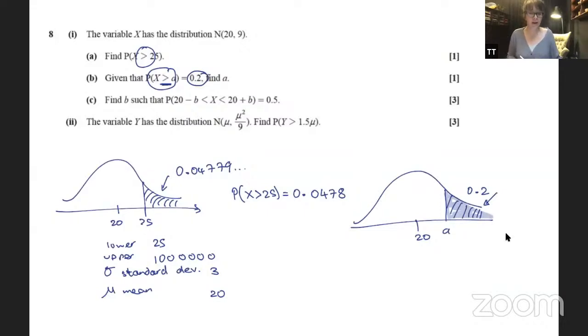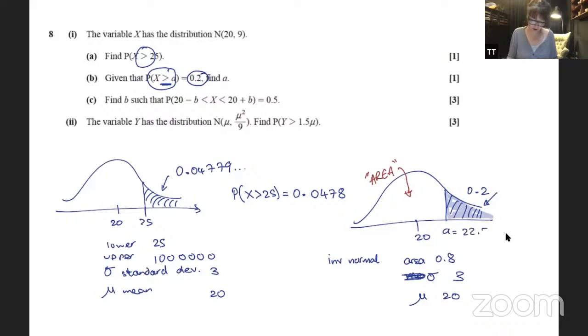So now we stick it in the calculator. Inverse normal. When you do inverse normal, it only does the area to the left. Does it only do the area to the left? Yes, it says area on the calculator, and the area is always the area to the left. So when it says area, you put 0.8. Standard deviation, 3. Mean, 20. And the answer is 22.52, so 22.5 to 3 significant figures.